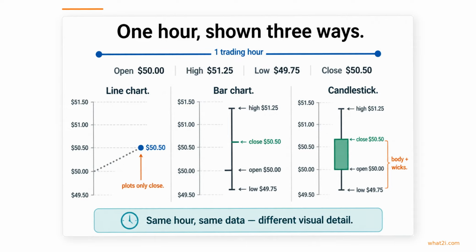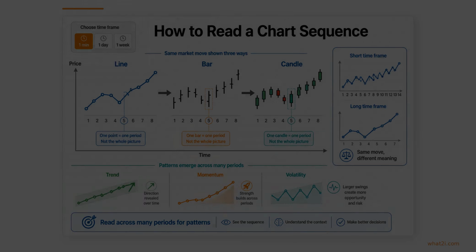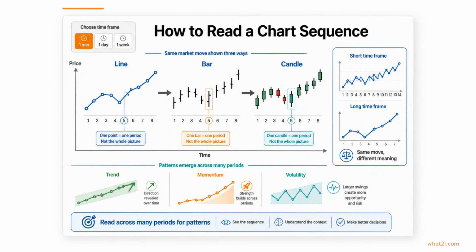All three charts use the same underlying data. What changes is how much detail the chart lets you see immediately. One point, one bar, or one candle, is only a small snapshot of market behavior. The real value of chart reading comes from placing many periods in sequence and looking for patterns across time.